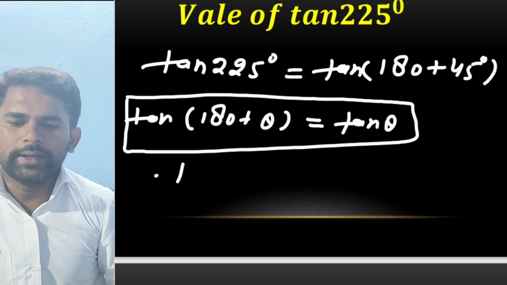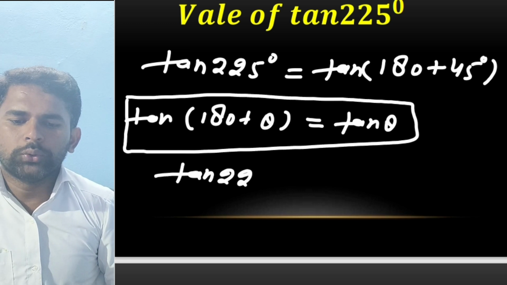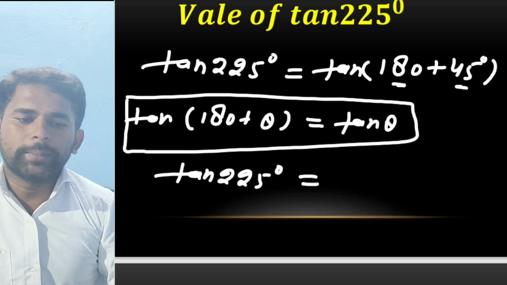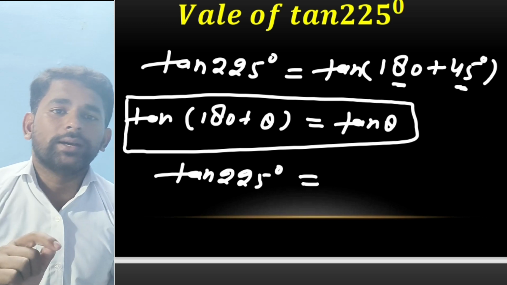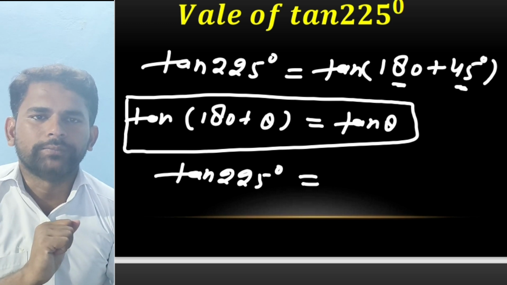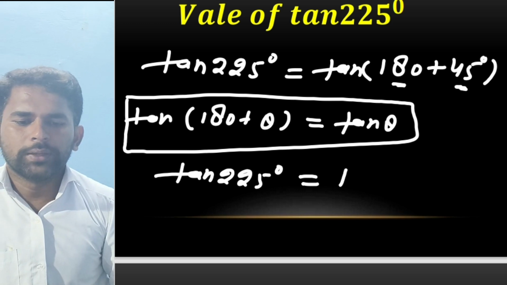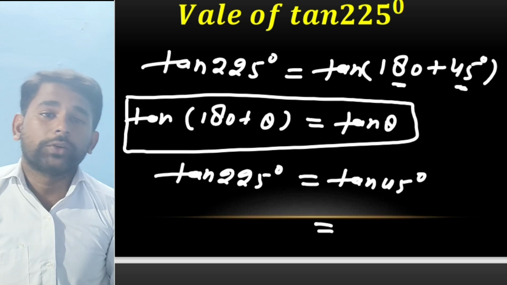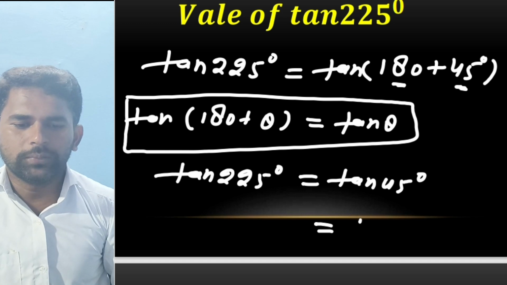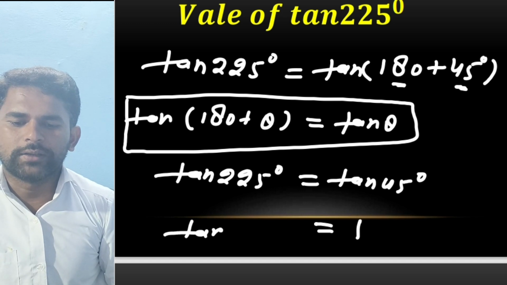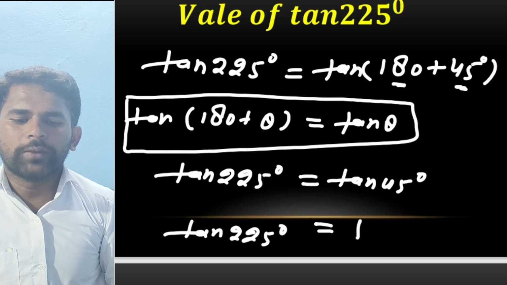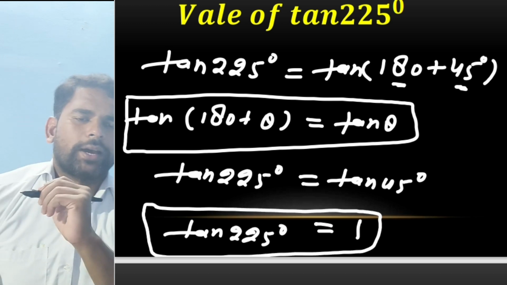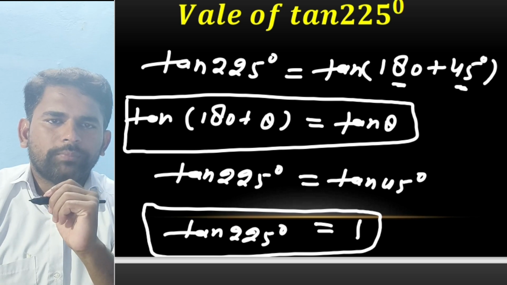So now you can write tan 225 degree is equal to tan of 180 plus theta. In place of theta here we have 45 degree, so you can write tan 45 degree. So what is the value of tan 45 degree? 1. Very good. So 1 is the final answer. So tan 225 degree is equal to 1. This is the final answer of this problem.